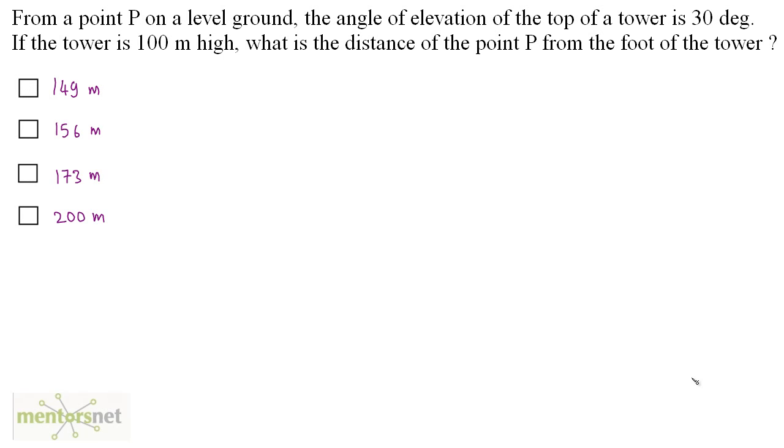From a point P on a level ground, the angle of elevation of the top of a tower is 30 degrees. If the tower is 100 meters high, what is the distance of the point P from the foot of the tower?